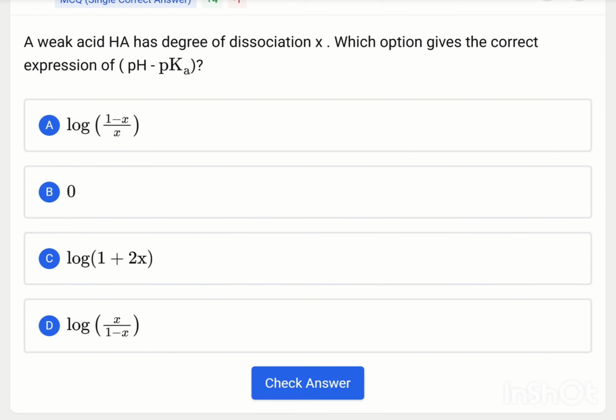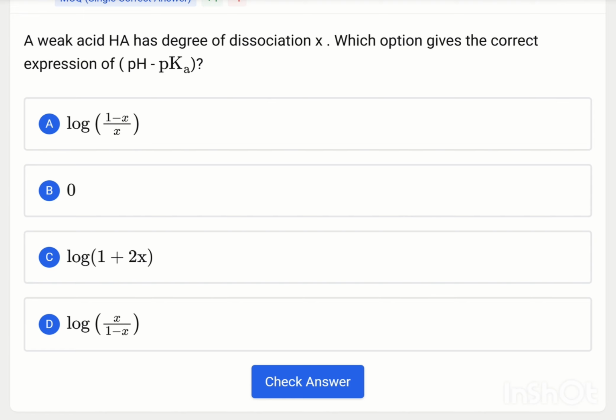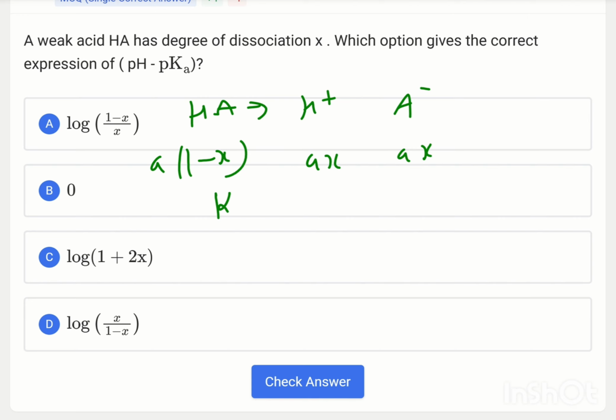Next question: a weak acid HA has degree of dissociation X. Which option gives the correct expression of pH minus pKa? Whenever it is a weak acid, in your mind it should be HA gives H plus and A minus. Suppose the initial concentration is A. So it will be 1 minus X into A for HA, and it should be AX for the ions, right? So Ka is equal to A square X square upon A into 1 minus X.